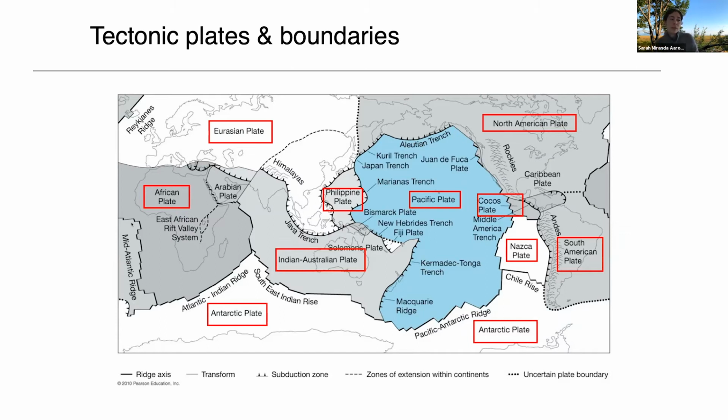So we know that the Earth's surface has these relatively brittle plates moving on top of Earth's surface, and it's being driven by this heat conduction or convection from below. This is really the basis of our understanding of how new crust is formed and recycled.